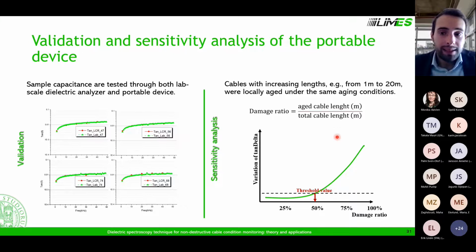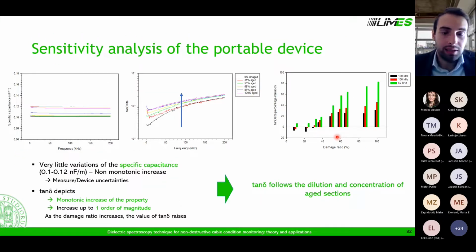And what we have seen is reported in this slide, and in particular, I will focus on the tangent delta trend. I don't know if it is clear now, but the black line refers to the unaged cable, and the pink one refers to the globally aged cable. In the middle, we have the different values of the damage ratio percentages.